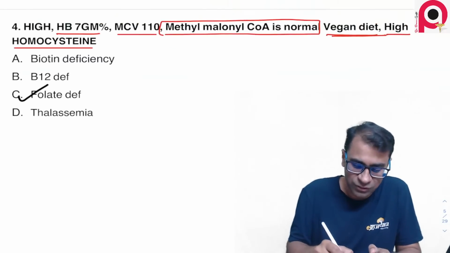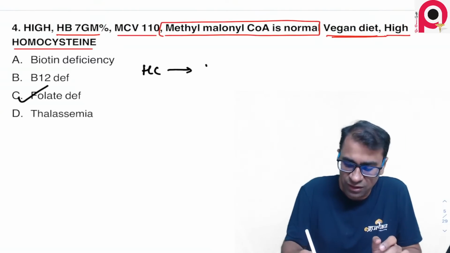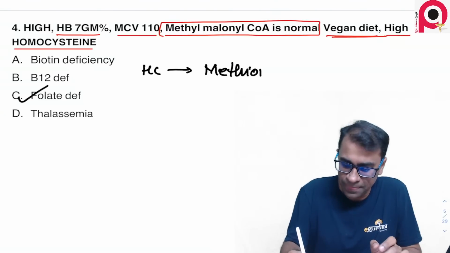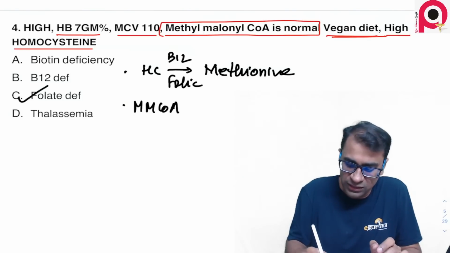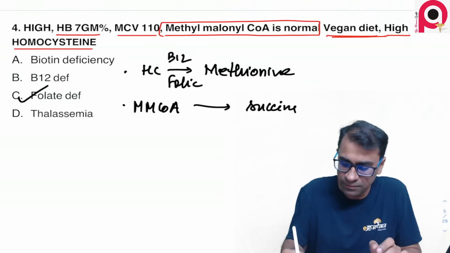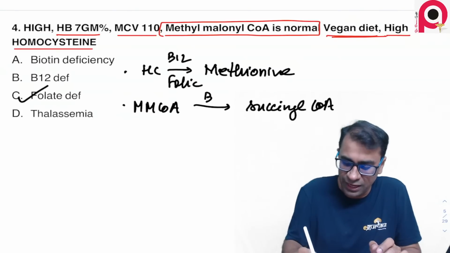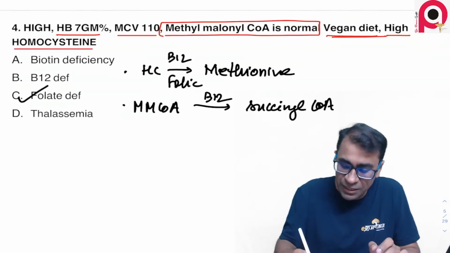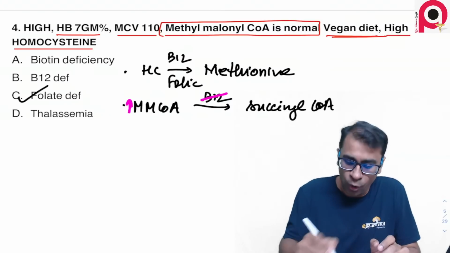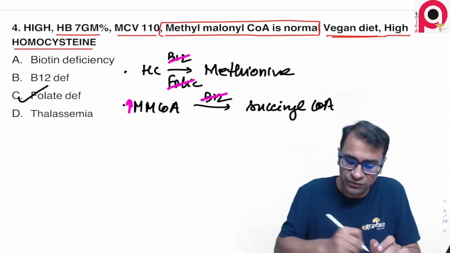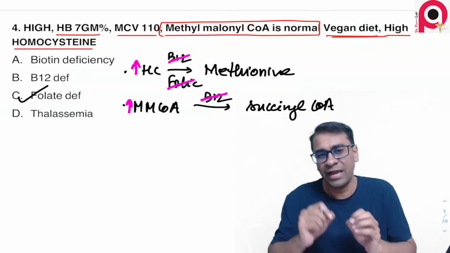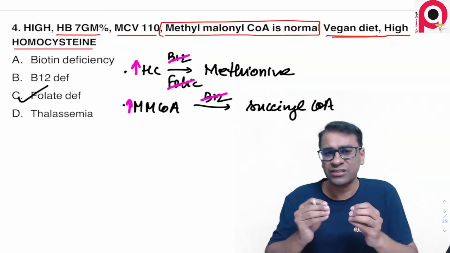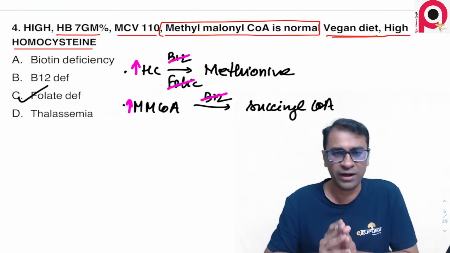So why does it happen? You must remember two reactions. Homocysteine will convert to methionine, and this requires B12 and folic acid both. However, methylmalonyl coenzyme A will convert to succinyl coenzyme A with the help of B12. So if there is a B12 deficiency, this increases. However, if there is either folic acid or B12 deficiency, then homocysteine increases. In this case, it is giving you a normal level of methylmalonyl coenzyme A, and therefore you could straight away have answered this question as folate deficiency.